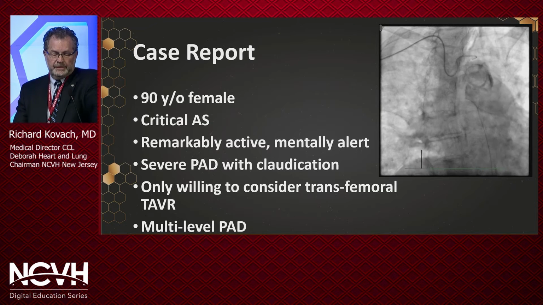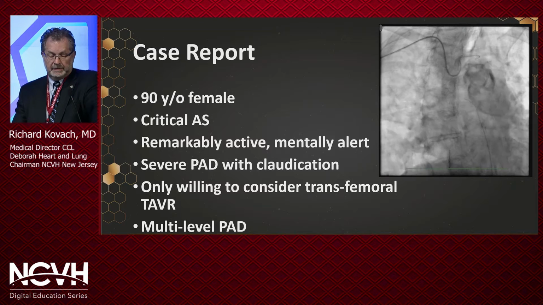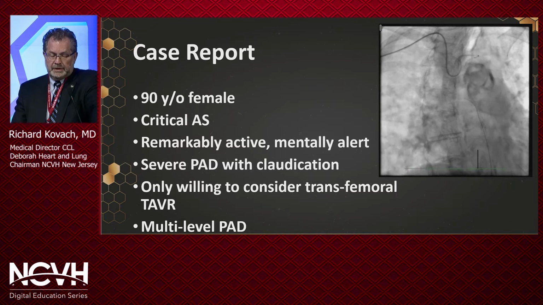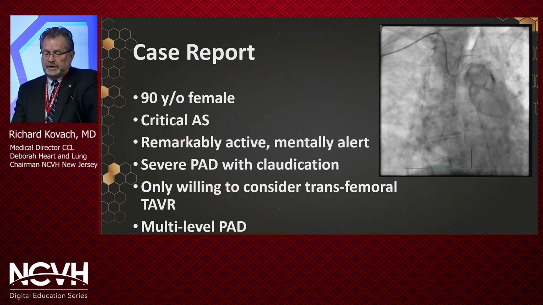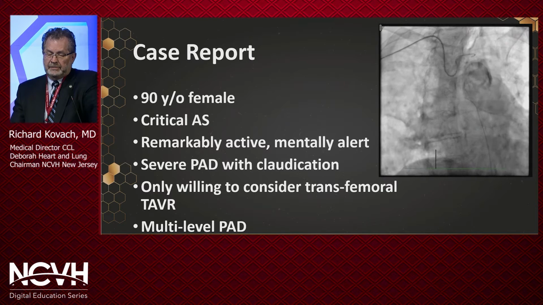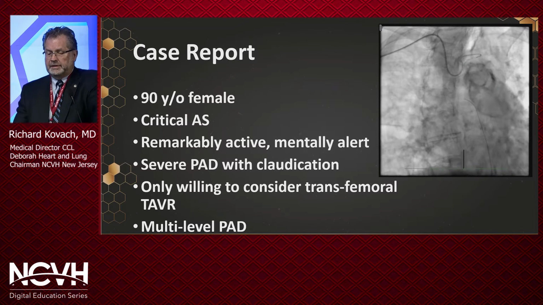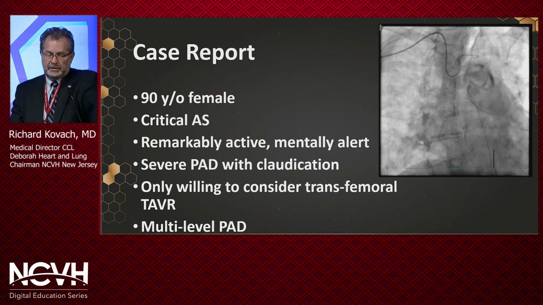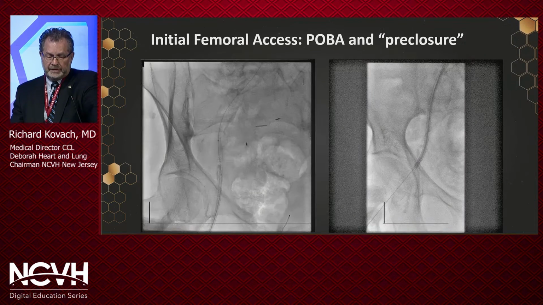This is a 90-year-old female with critical AS, remarkably active. She was still driving and very mentally alert. Severe PAD with claudication. She was only willing to consider a transfemoral TAVR. She was known to have multi-level PAD. You can see that even a subclavian approach would have been difficult because of severe tortuosity and calcification, not to mention that a transaortic approach would also have been high risk because of the intense calcification, or so-called porcelain aorta.